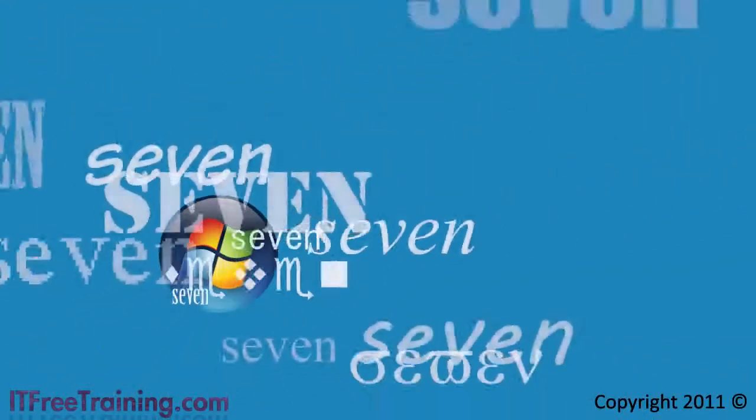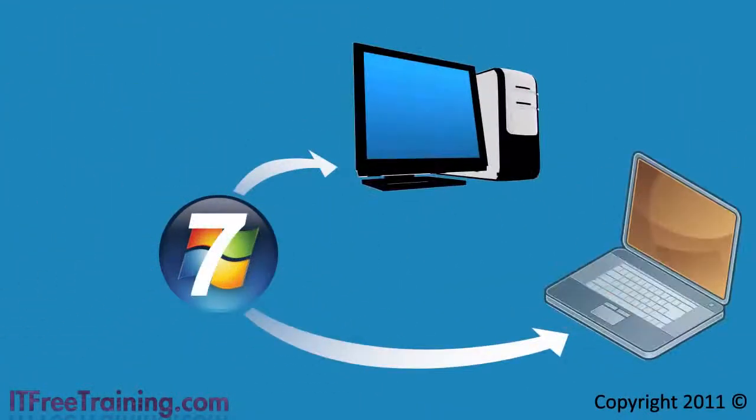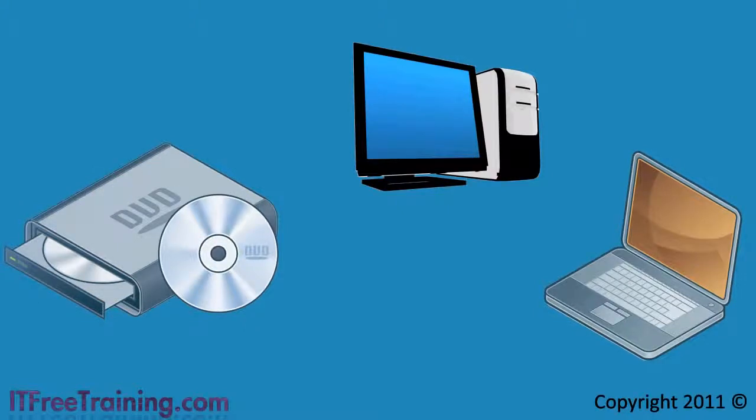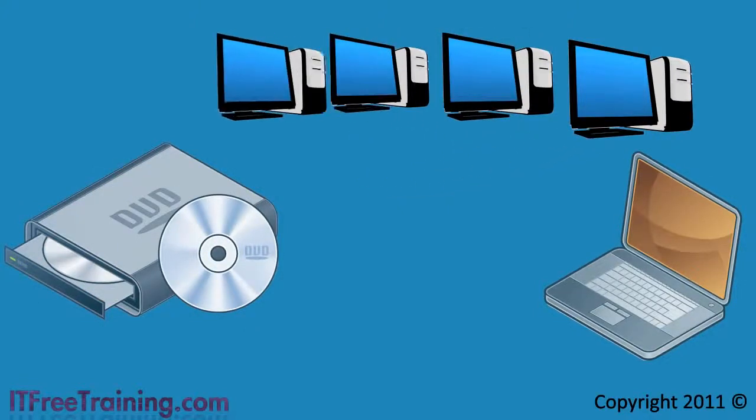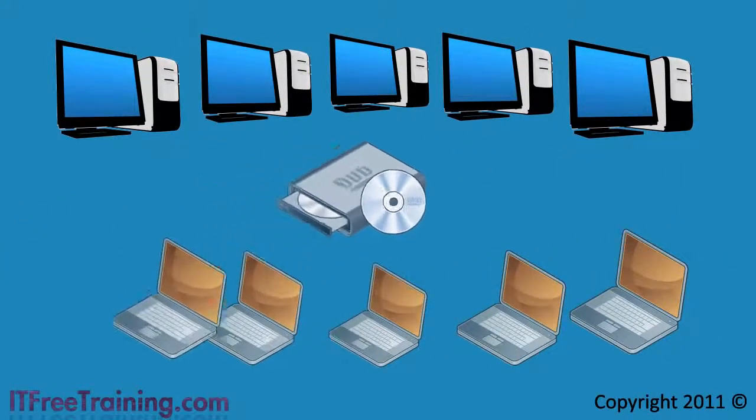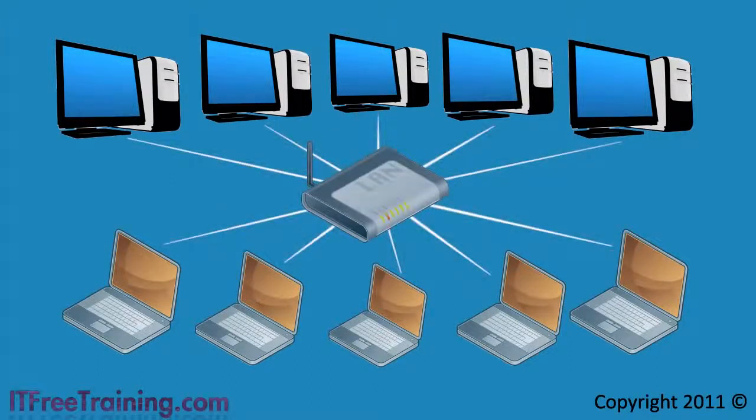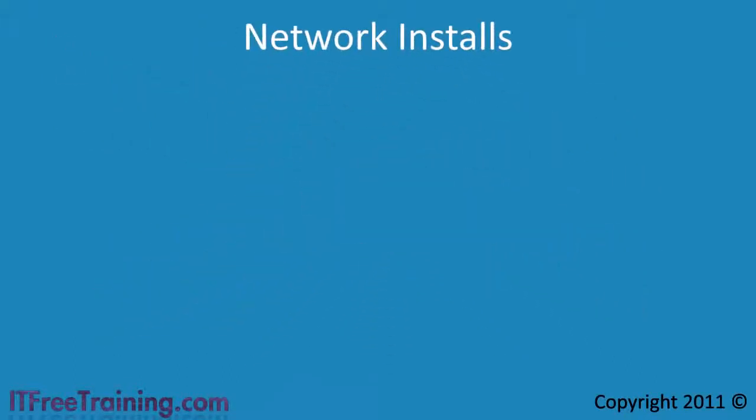When you are installing Windows 7 to a handful of computers, you're best off using the DVD. If, however, you have a large number of computers, you may want to consider installing from the network. There are many advantages to using a network-based install over the DVD. First, it is easier to customize with a network install.